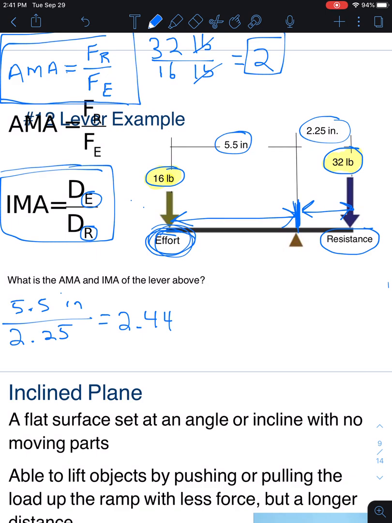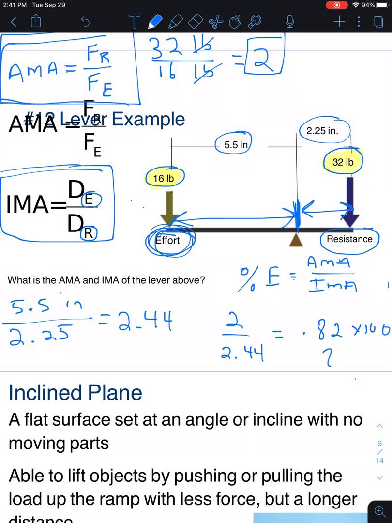Your percent efficiency is, again, your AMA divided by IMA. So we would get AMA, which is 2, divided by 2.44. And that gives us 0.8, we'll round that off to 0.82. We're going to multiply by 100 to turn that to a percentage, and that would give us an efficiency of 82%. Hope that helps you out.